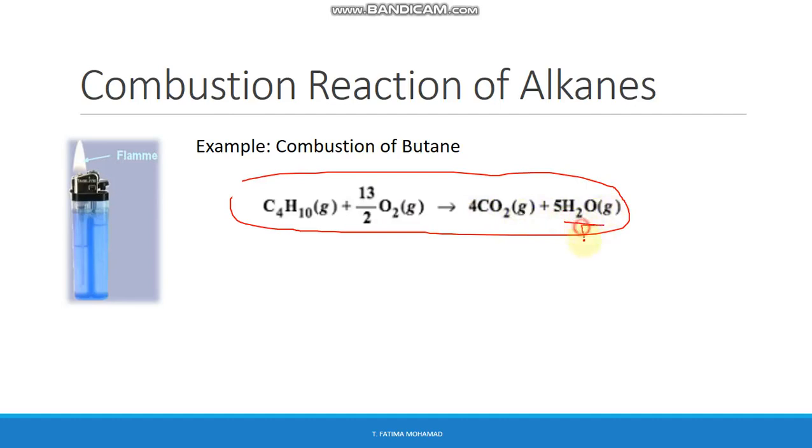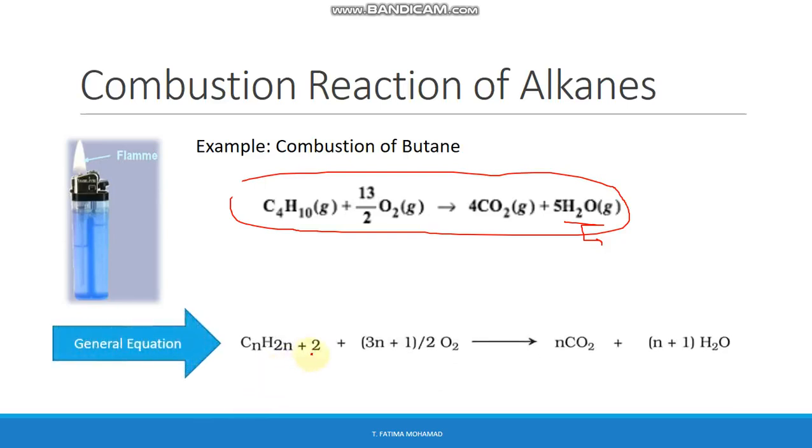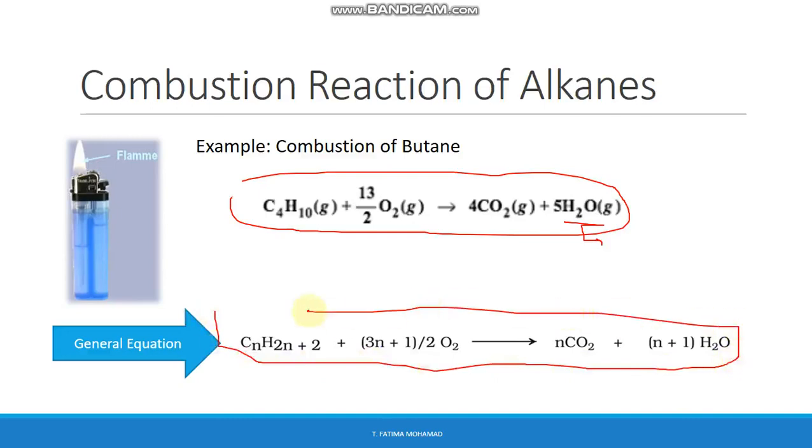H2O is a form of water vapor. Okay, the general equation of combustion is CnH2n+2 plus (3n+1)/2 oxygen, O2, gives n CO2 plus (n+1) H2O. So instead of balancing and wasting your time, you can use this general equation. You should memorize it. Okay?